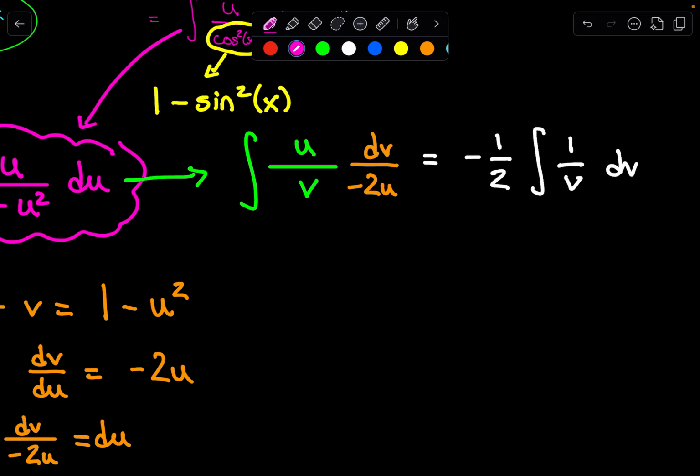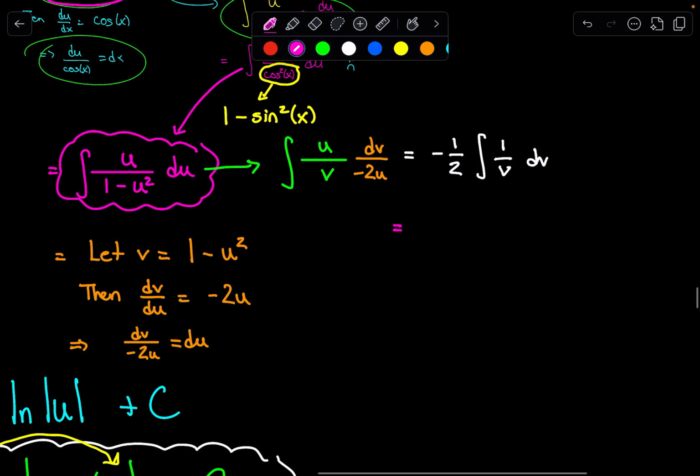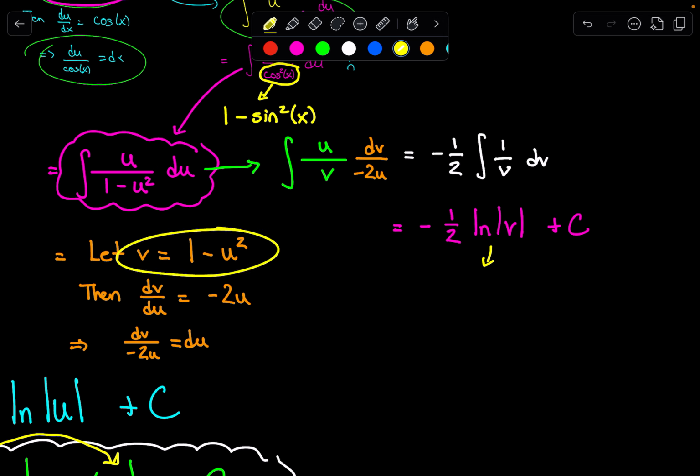And this we can now actually solve, right? We can actually solve this thing. I'll zoom out a little bit so we can still keep track of everything. But this is negative 1/2 natural log absolute value of v plus c. And then we say, okay, well, what was v, right? Well, we have to take a pit stop at u-land, and v was equal to 1 minus u squared. So this is negative 1/2 natural log absolute value 1 minus u squared plus c.